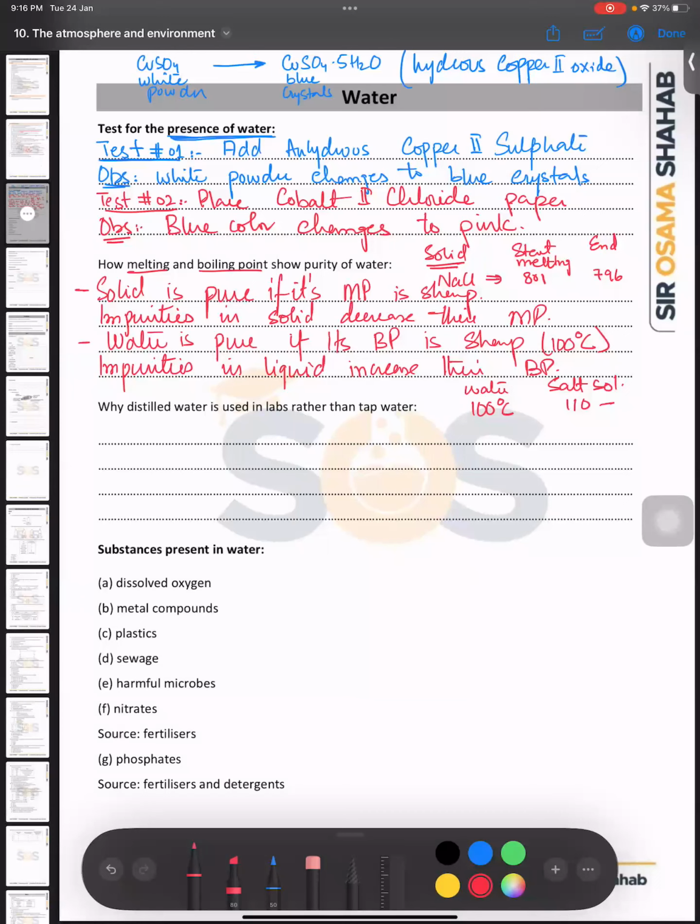Then we have one more point in syllabus, that why distilled water is used in labs rather than tap water. So you can simply say that tap water is actually impure. It contains different salts in it. That is why we cannot use this during the laboratory practices, right?